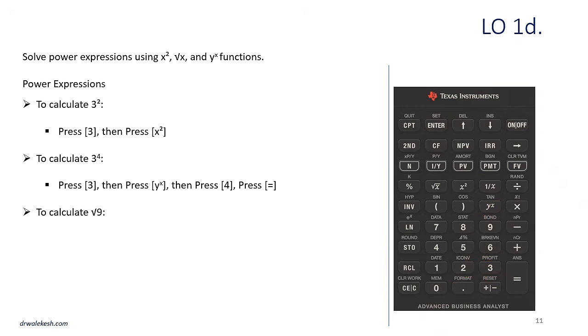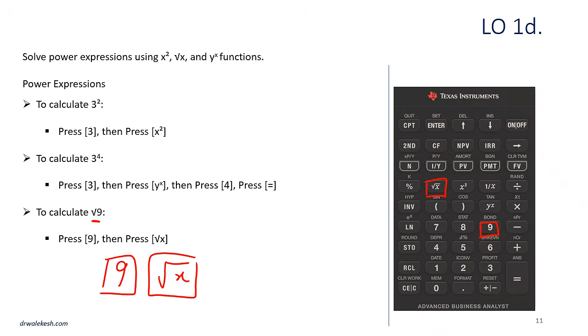Still moving on, to compute the square root of 9, you would press 9. 9 is here. Then you would press this key, which is square root of x. Then I expect you to have 3.